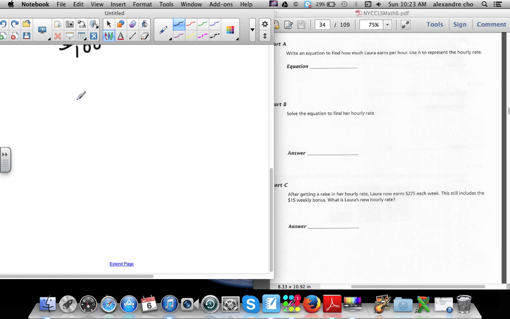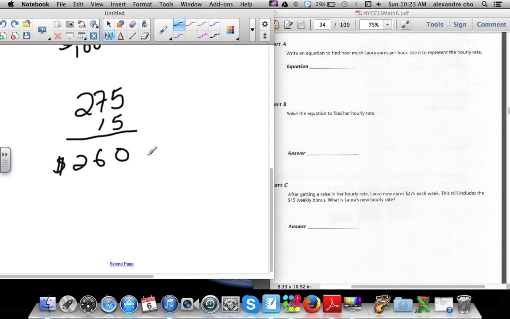So again, last week she made $275, which included a bonus. Her boss gave her $15 extra. So let's take the bonus out. $275 minus the bonus means that 7 minus 1 is 6. She made $260 working the same hours.